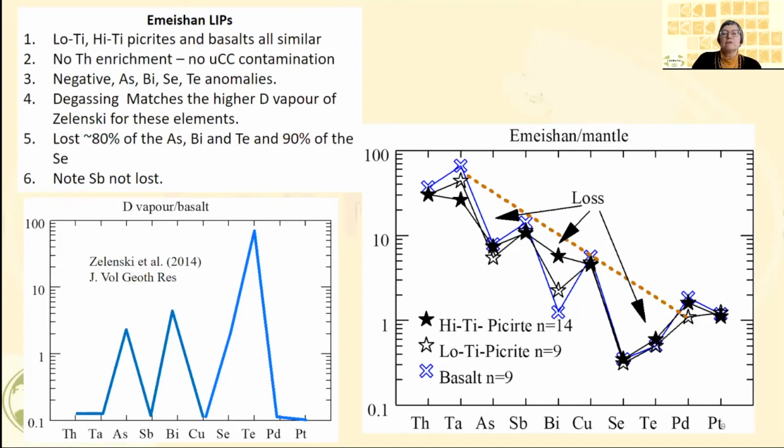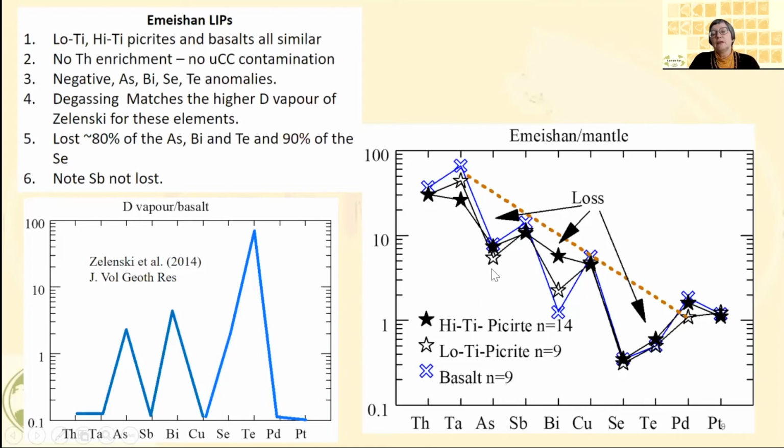And I was puzzled at first. I couldn't understand what was happening with the antimony. Why was the antimony still roughly on line? So I was delighted to find a paper by Zelenski, Journal of Volcanology and Geothermal Research, where he's measured partition coefficients of the elements between vapor and basalts at Erta Ale and at Kamchatka. And what he finds is indeed arsenic, bismuth, selenium, and tellurium partition very strongly into the vapor, but antimony, copper, platinum, palladium have not partitioned into the vapor.